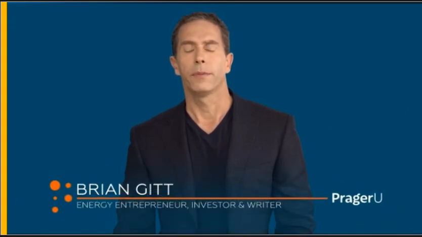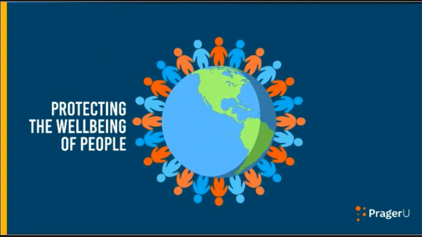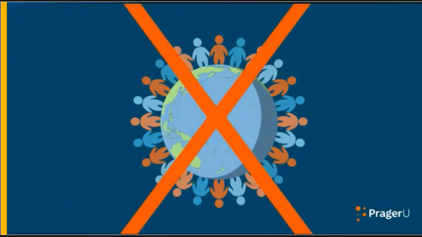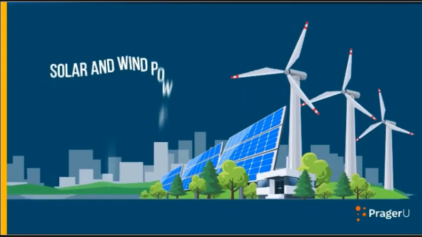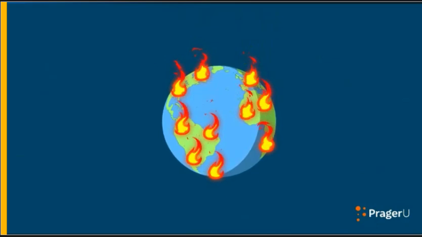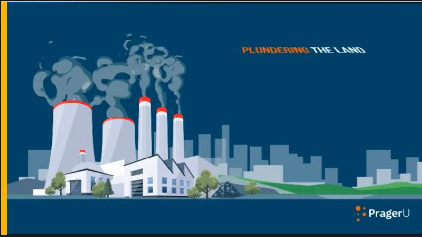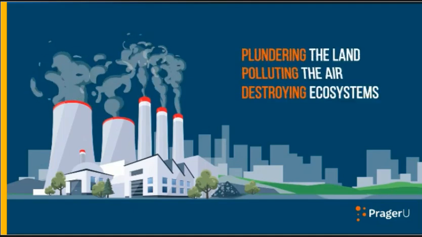Just because you feel like you're doing the right thing doesn't mean you are. I have dedicated most of my life to protecting the environment, but I went about it in the wrong way. I thought I was acting morally, protecting the well-being of people and the planet. In fact, I was harming both. I believed solar and wind power were the future, our only hope of avoiding an environmental catastrophe. Fossil fuels were the enemy, extracted from the earth by greedy companies plundering the land, polluting the air, and destroying ecosystems. Keeping the wilderness as pristine as possible was my passion.